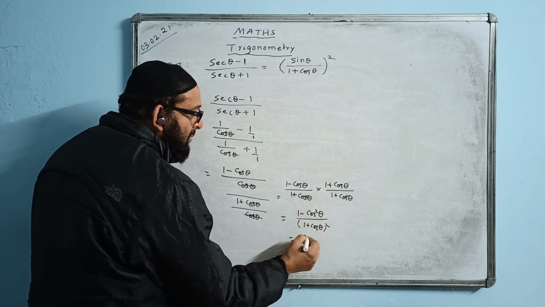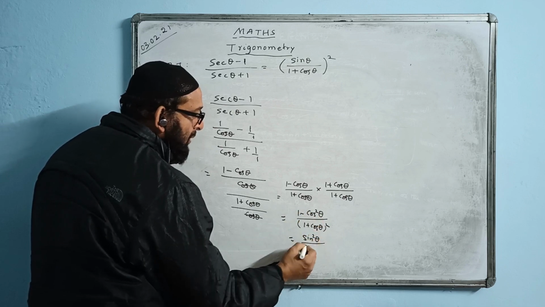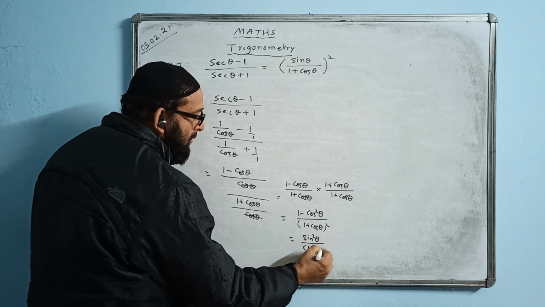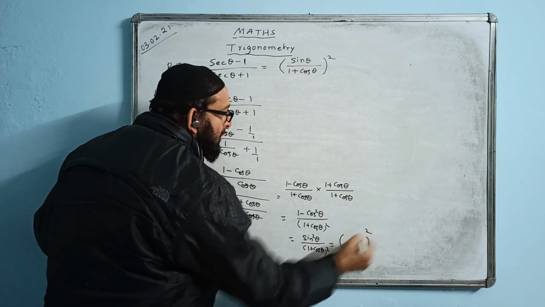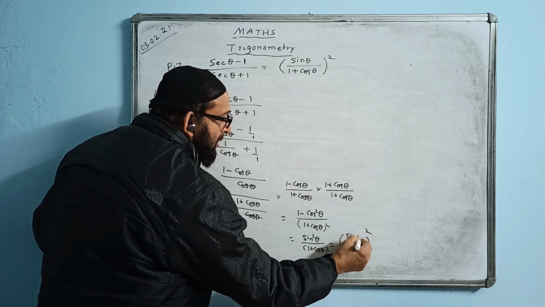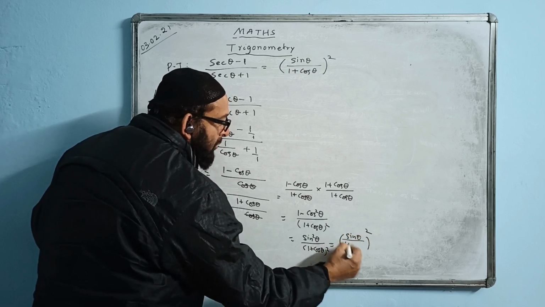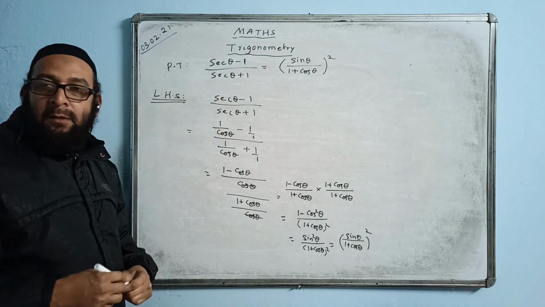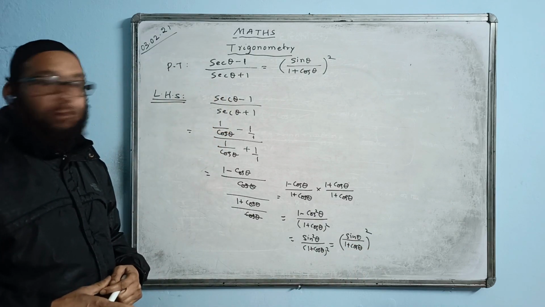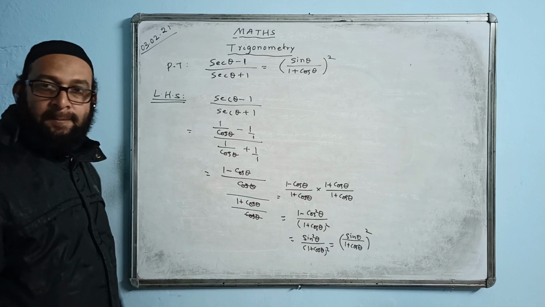1 minus cos square theta is becoming sin square theta by 1 plus cos theta whole square. The 2 individual squares we write as a single square, like this: sin theta by 1 plus cos theta. Proved. This is how we do it from the RHS side.